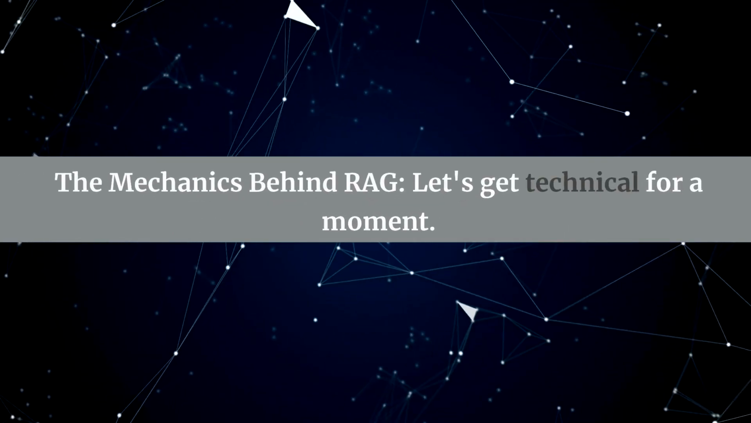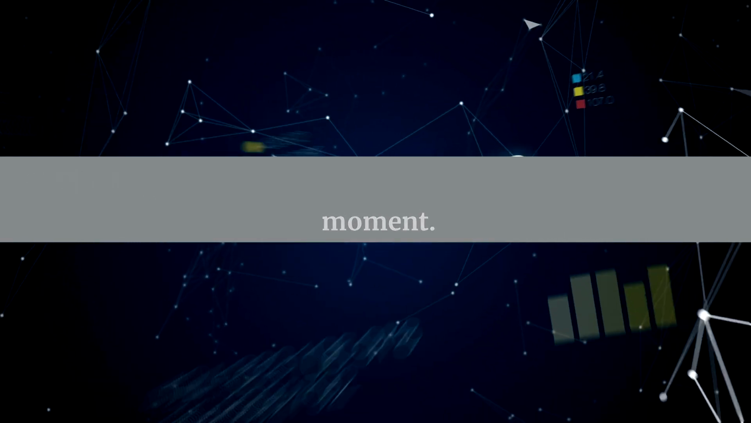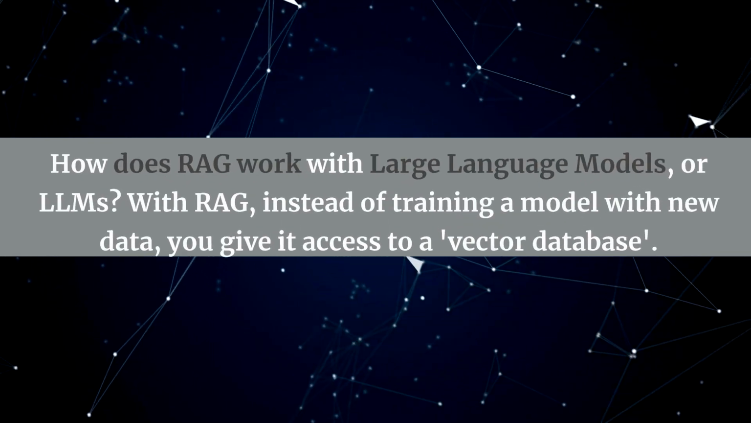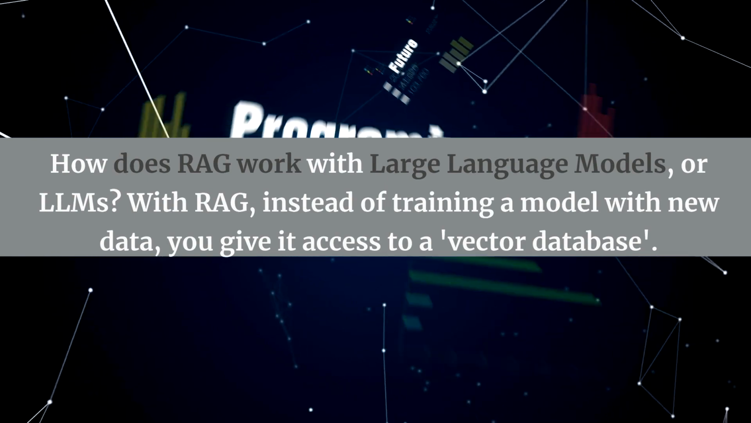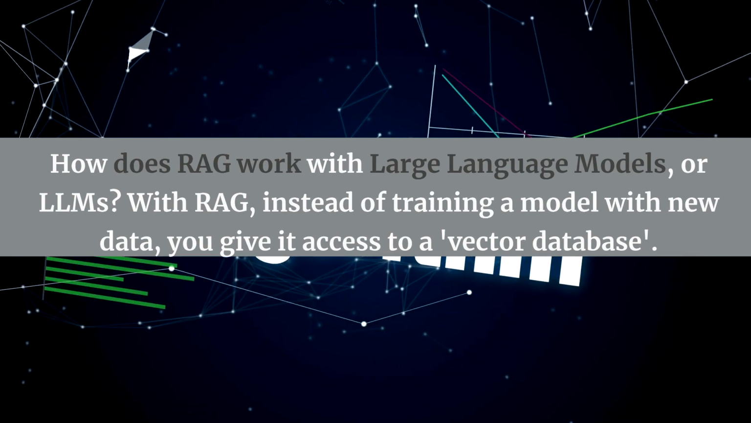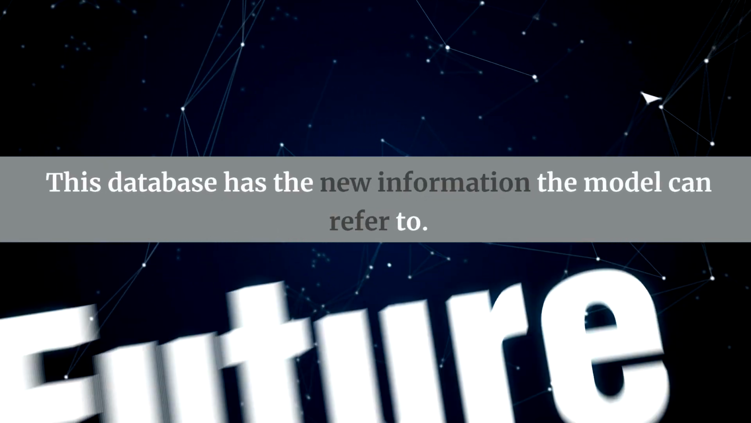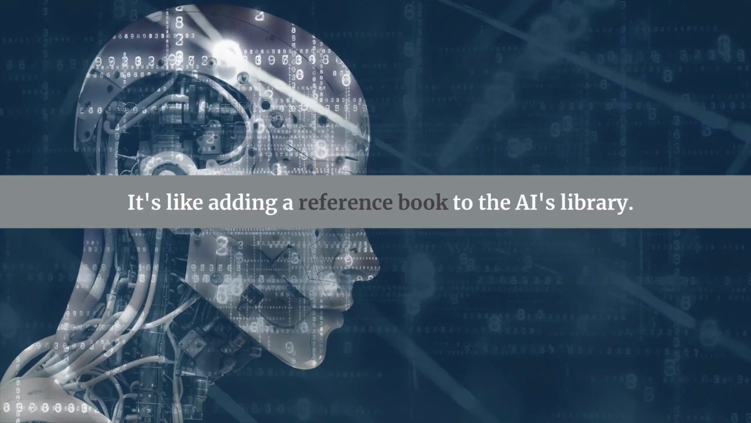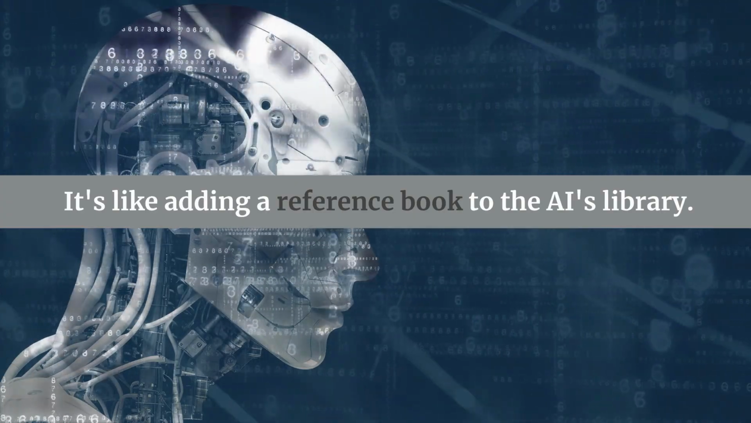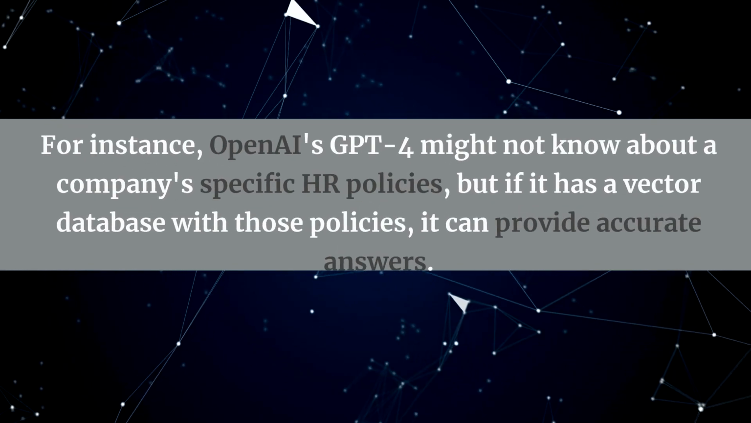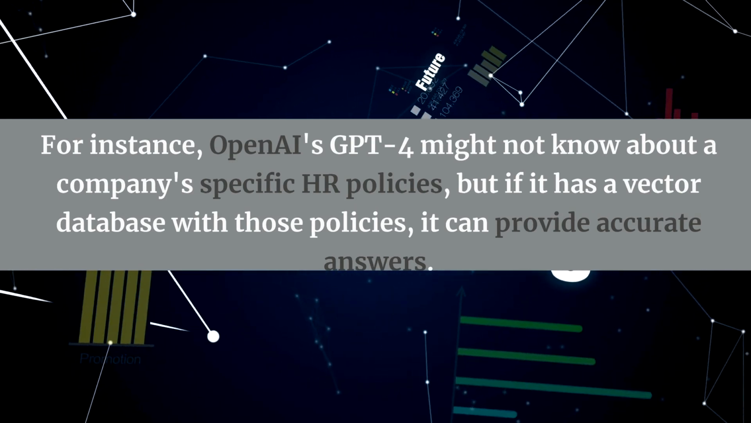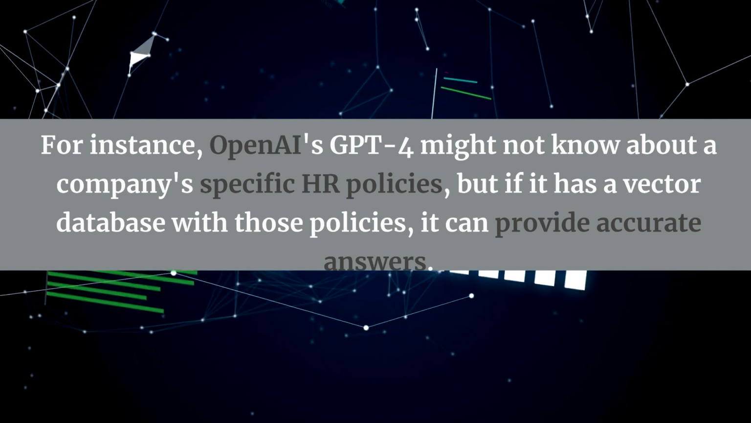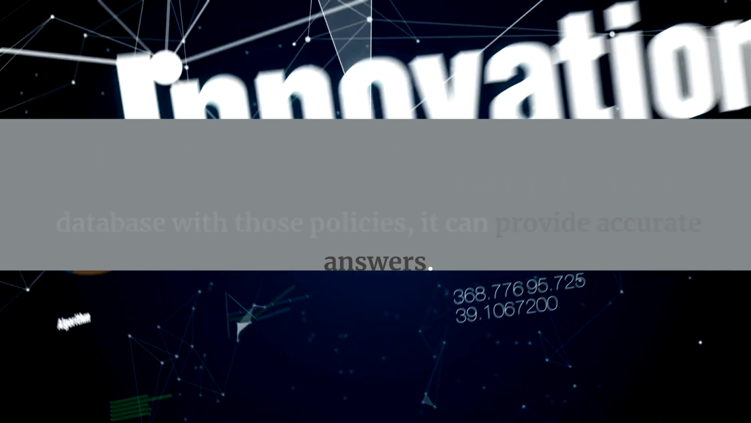The mechanics behind RAG. Let's get technical for a moment. How does RAG work with large language models, or LLMs? With RAG, instead of training a model with new data, you give it access to a vector database. This database has the new information the model can refer to. It's like adding a reference book to the AI's library. For instance, OpenAI's GPT-4 might not know about a company's specific HR policies, but if it has a vector database with those policies, it can provide accurate answers.